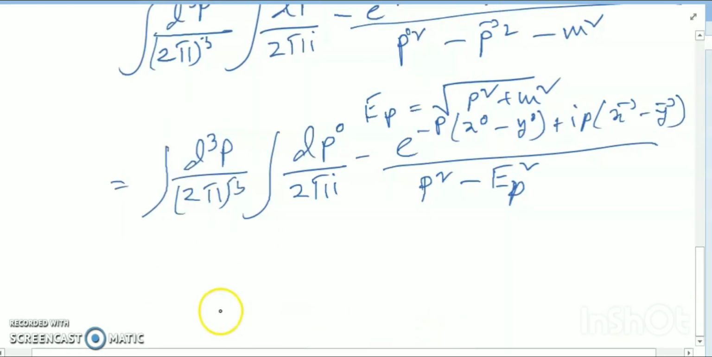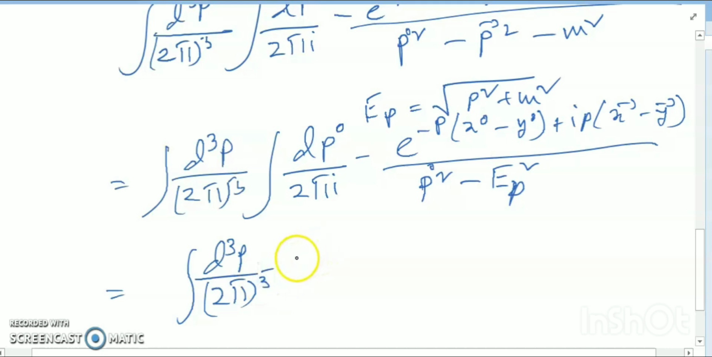So this way I can write now, this is the p0 square. So I can write this way, that simple, very simple, d cube p divided by 2 pi whole cube, into e to the power i p x bar minus y bar, just performing a complex integral using the residue theorem. I have to use residue theorem.